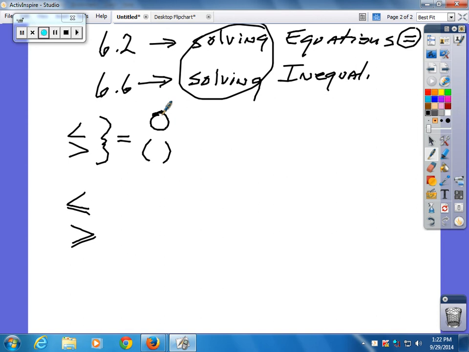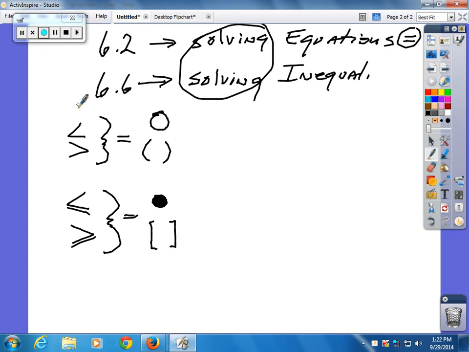And anytime you deal with these two guys, whether it be graphing or interval notation or however you write your answer, not an open circle, but a what? Closed circle. And instead of parentheses, what are we going to use? Brackets.